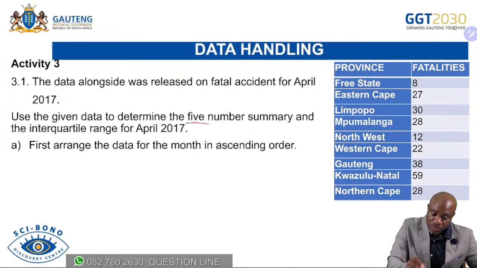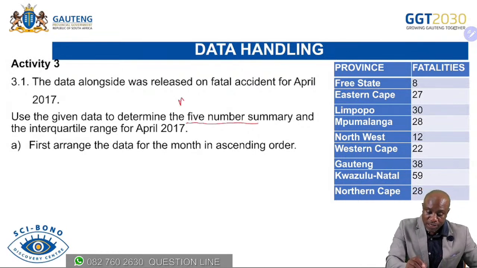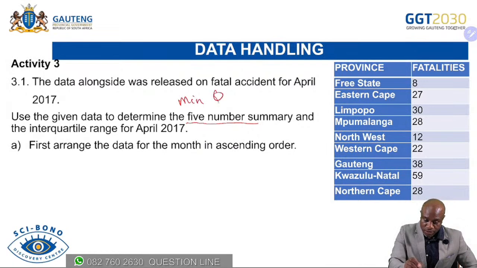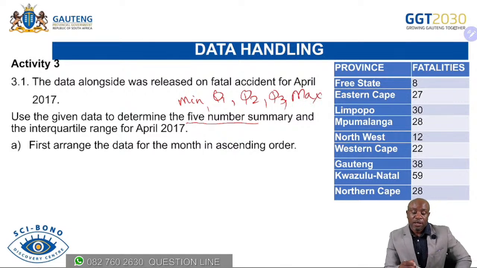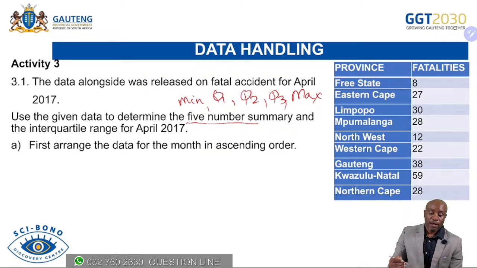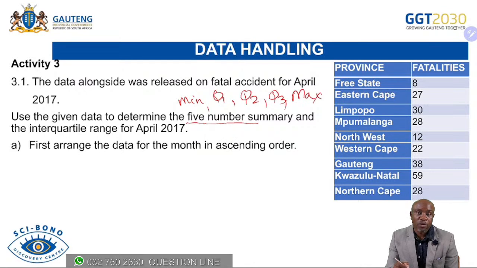Now, what we mean by 5-number summary, we want the minimum, we want Q1, you now know what Q1 is, we want Q2, we want Q3, and we want the max, which is the maximum, right? So we're going to determine those values. Now, I'm going to give you a minute to do the first thing, which is arrange the numbers in ascending order. I will touch base with you after 1 minute.